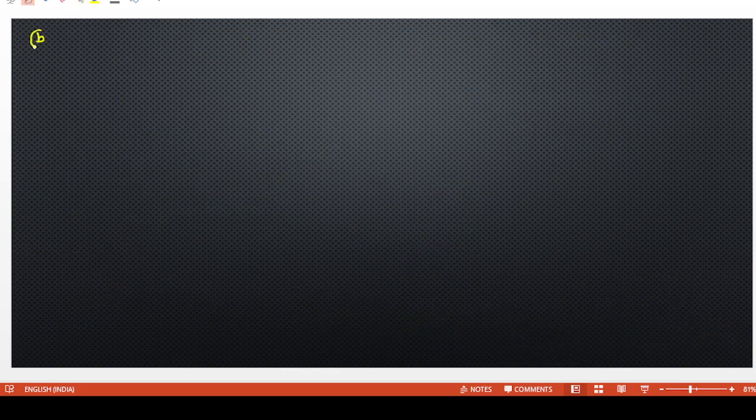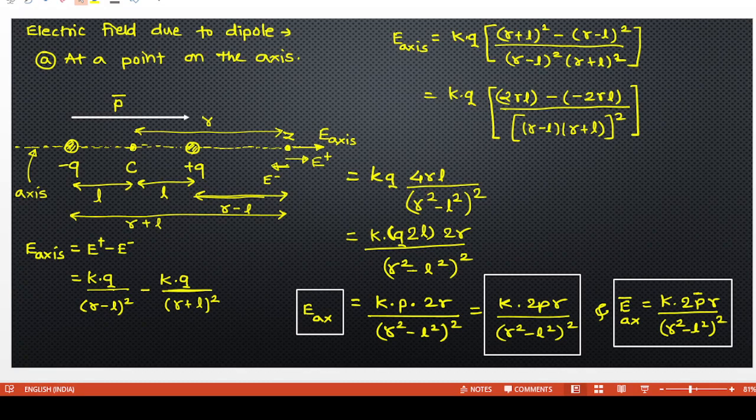Now we will find electric field at a point on the equator of the dipole. At a point on the axis we found it; now we will find electric field at a point on the equator of the dipole. So observe the diagram carefully.